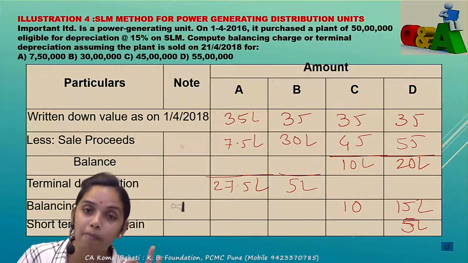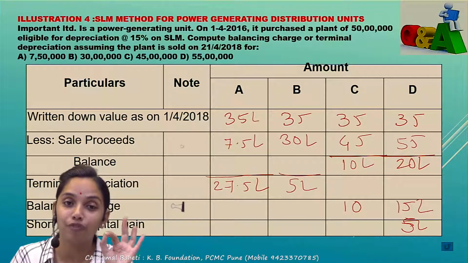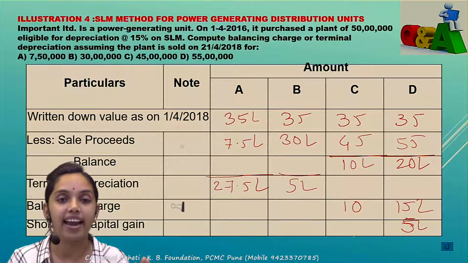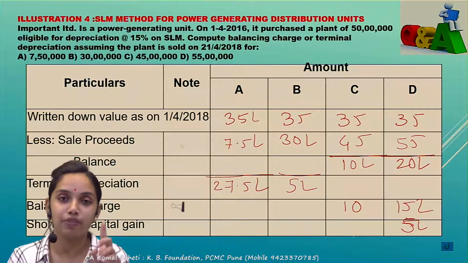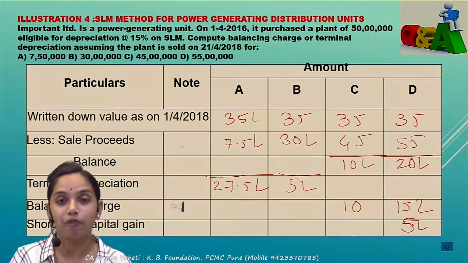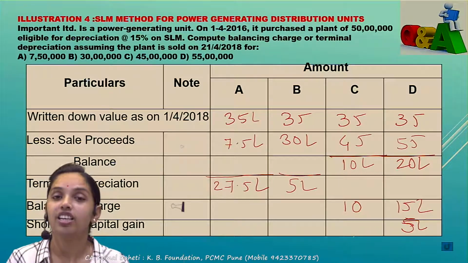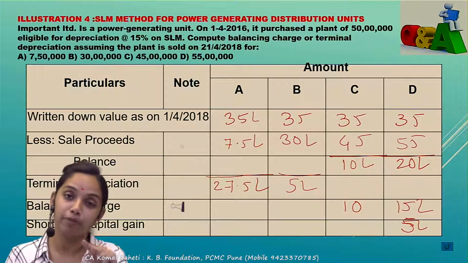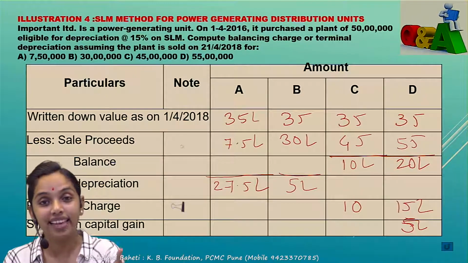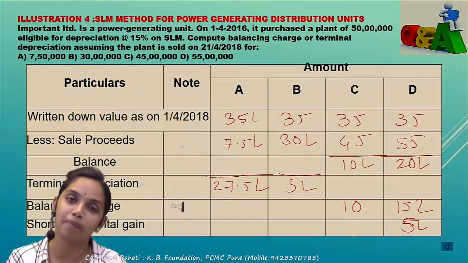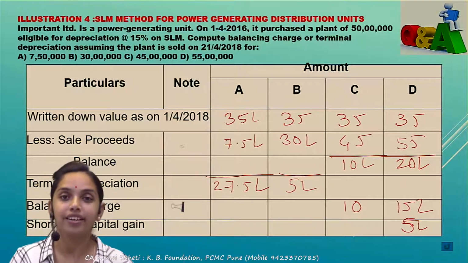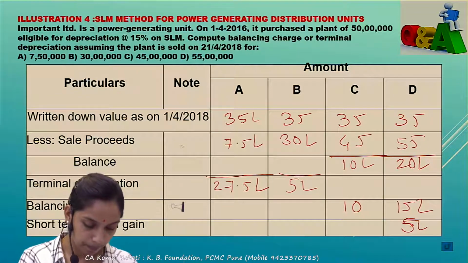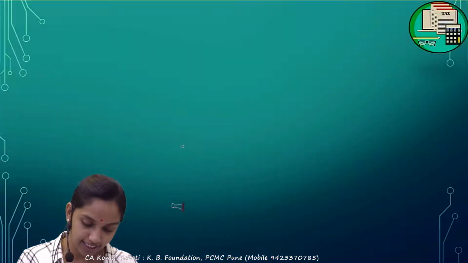Please remember, this is applicable only for the power sector units. If the power sector unit is following the SLM basis of depreciation, it won't get an additional depreciation. If the power sector unit is following the WDV method of depreciation, then they will get an additional depreciation on the plant and machinery. Are you clear with it? Good. So we'll go with the next concept.